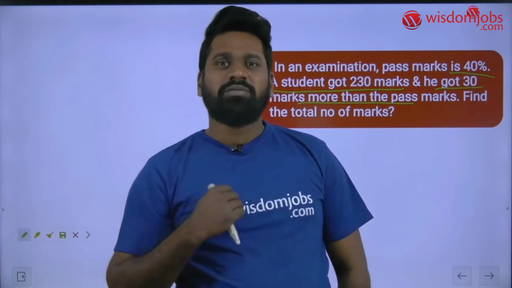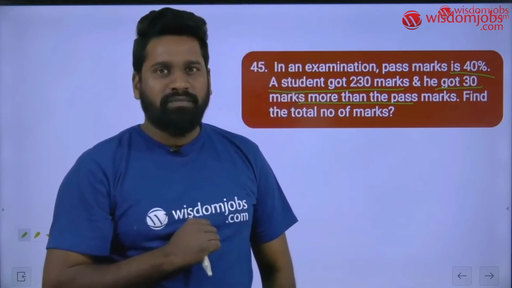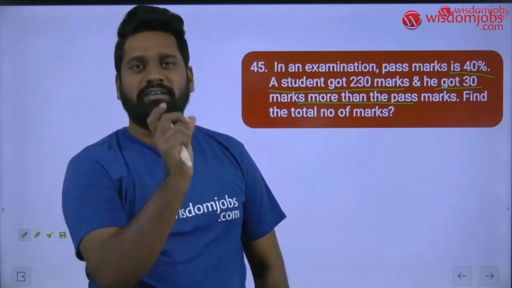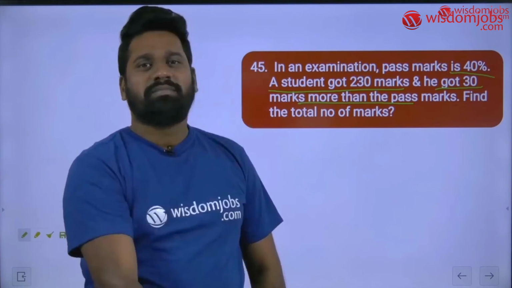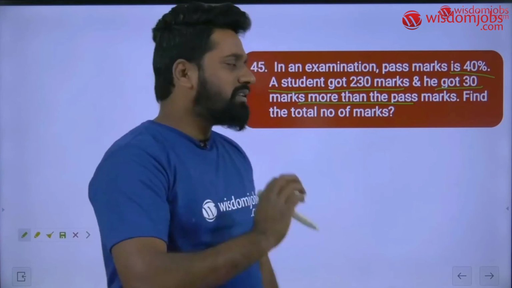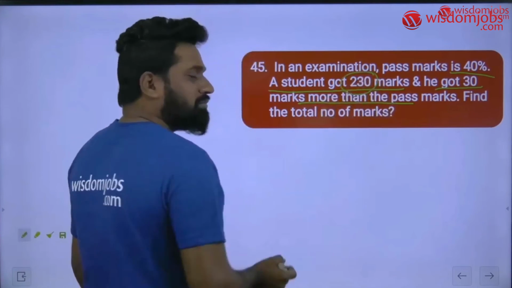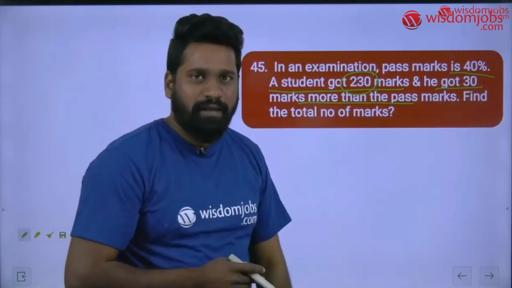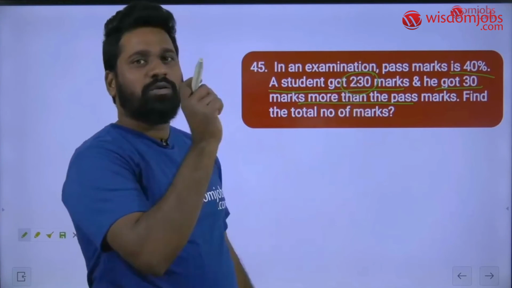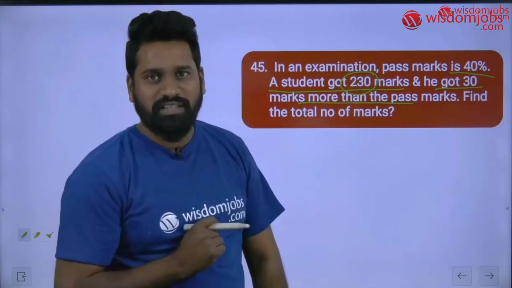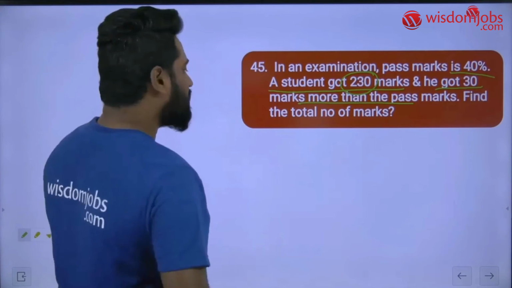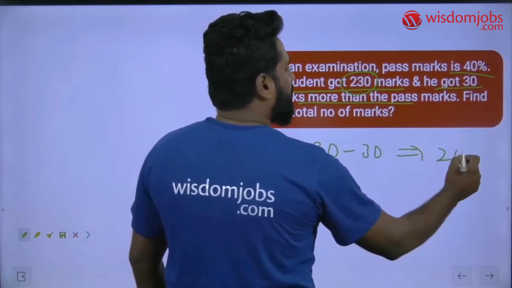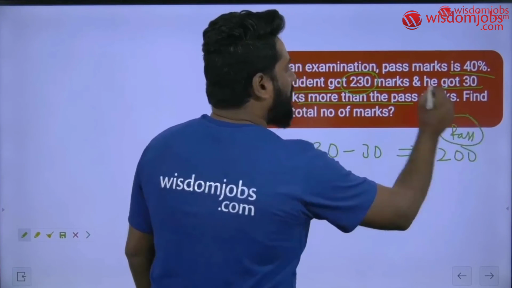Is it clear? The person got 100 marks, which indicates 30 marks more than the pass. Now I am subtracting those 30: 100 minus 30, you will get 70 marks, which indicates the pass marks of the examination. Here also the person got 230 marks, which indicates that 30 marks are more than the pass. That means if you subtract 30, you will get 200, which indicates the pass marks of the examination. Is it clear? So I am writing 230 minus 30, that is 200, which indicates the pass marks of the examination.